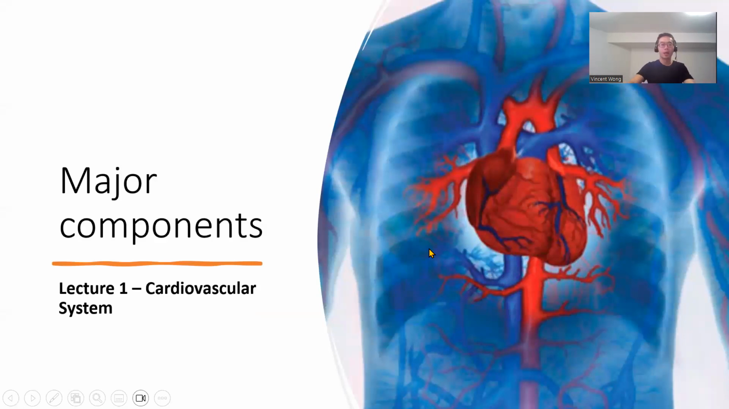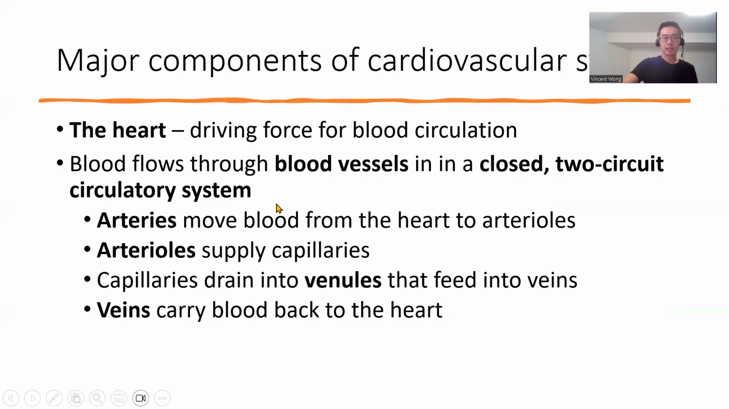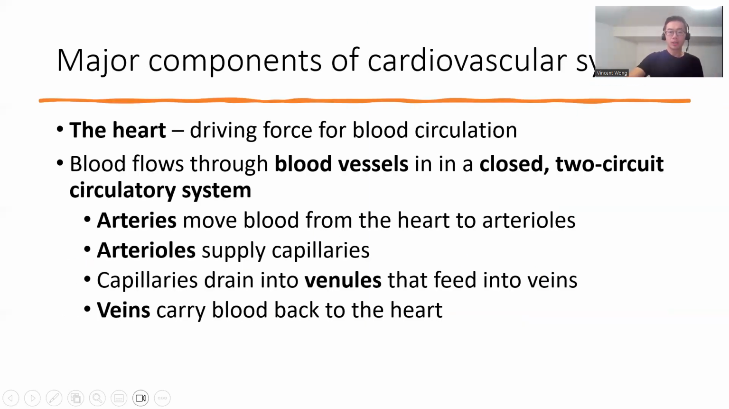So let's start by talking about the major components of the cardiovascular system. Of course, the heart is going to be the key component. It provides the driving force for blood circulation. Every time the heart squeezes, it sends blood away from the heart, and then the blood goes through various blood vessels before returning to the heart. Now, in humans, we have what's called a closed two-circuit circulatory system.